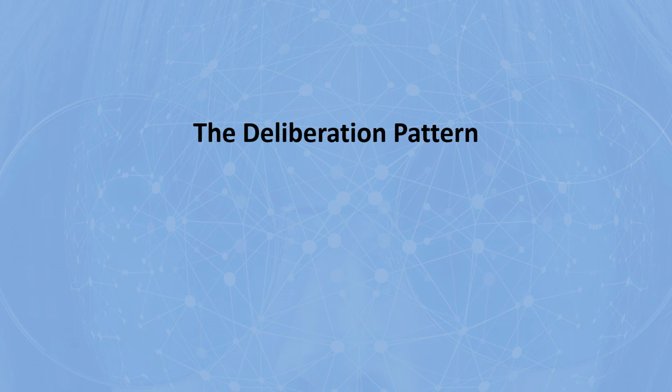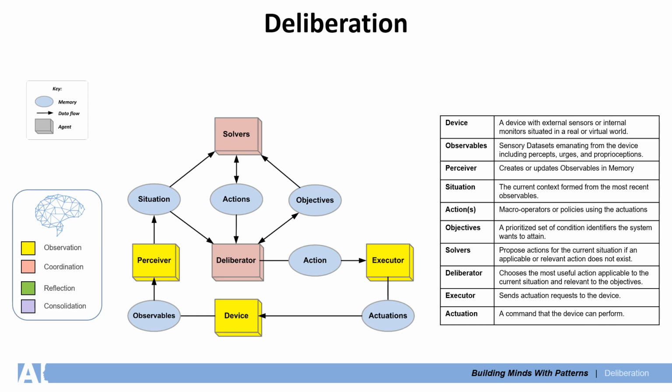So to recap, the deliberation pattern has a device that sends observables to the perceiver. The perceiver aggregates the recent observables into a situation, which is fed both to problem solvers and to a deliberator.